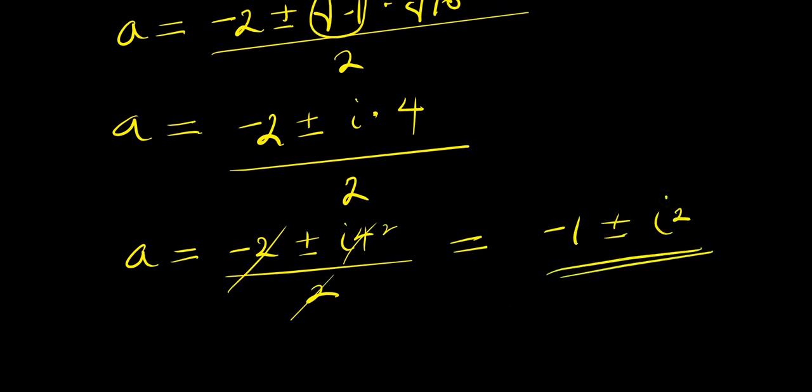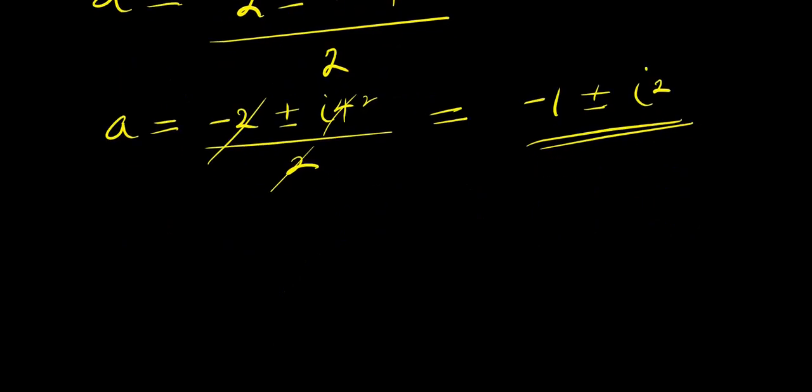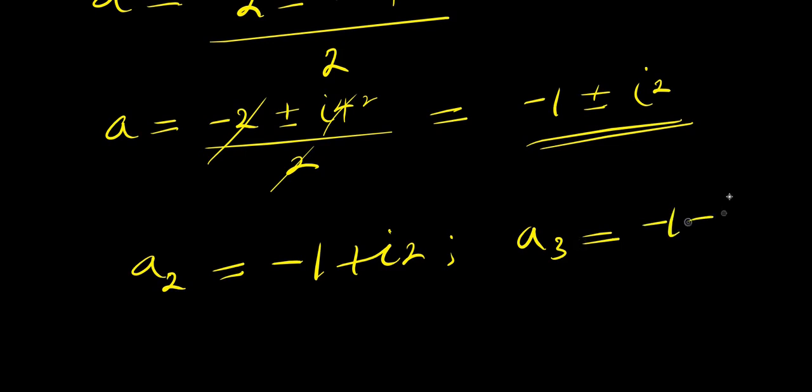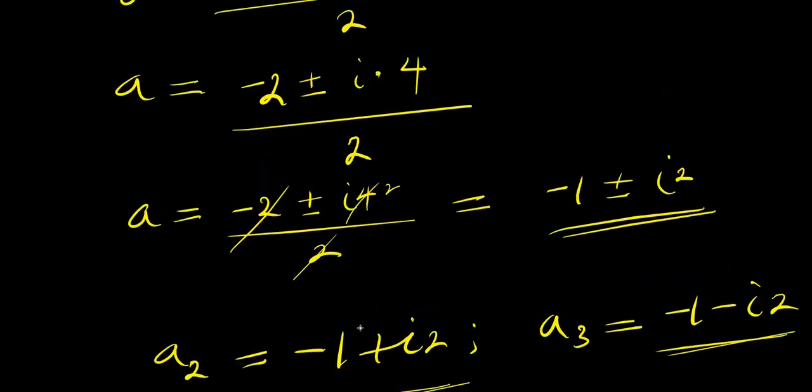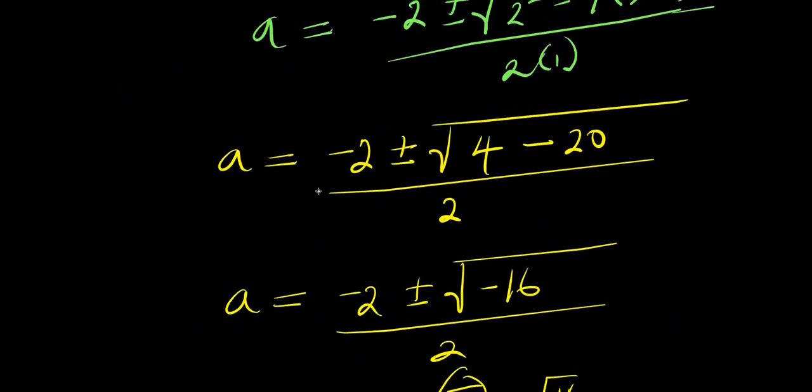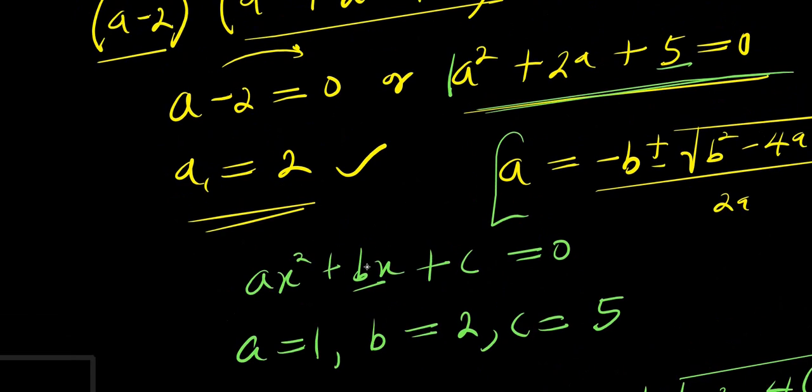So we have two complex values for a. We have gotten our a1 already. That means a2 equals negative 1 plus 2i, and a3 equals -1 minus 2i as well. These are the two complex values for a. And we have one real value for a, which is 2 here.